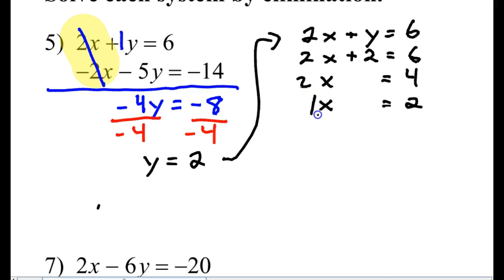Now, are you finished? Is this the end of the problem? No. What's missing? Yeah, you haven't written the answer down yet. So we can get caught up in saying, well, I got this and I got this. You still haven't written an answer yet. So last step, don't forget.